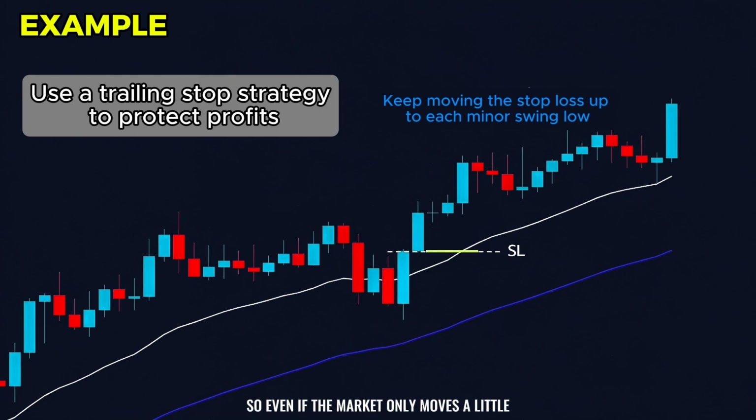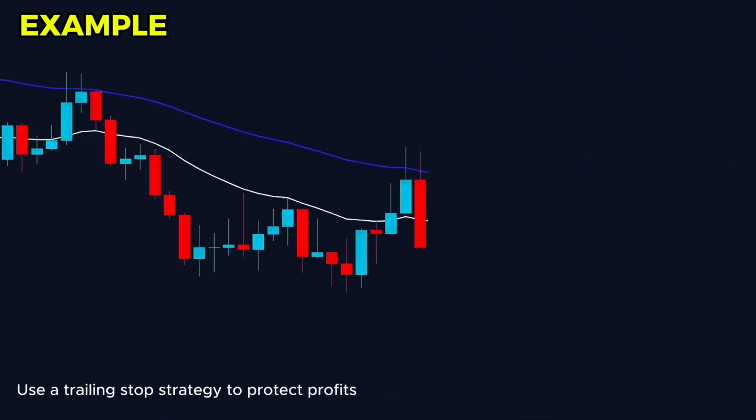So even if the market only moves a little, we still make money because half of the position has already been closed in profit. If the trend continues much further, then the remaining half can produce a very large gain. Don't forget that whenever the price makes another pullback, we use that new swing low as our new stop loss level. In other words, we keep moving our stop loss upward as the trend progresses.